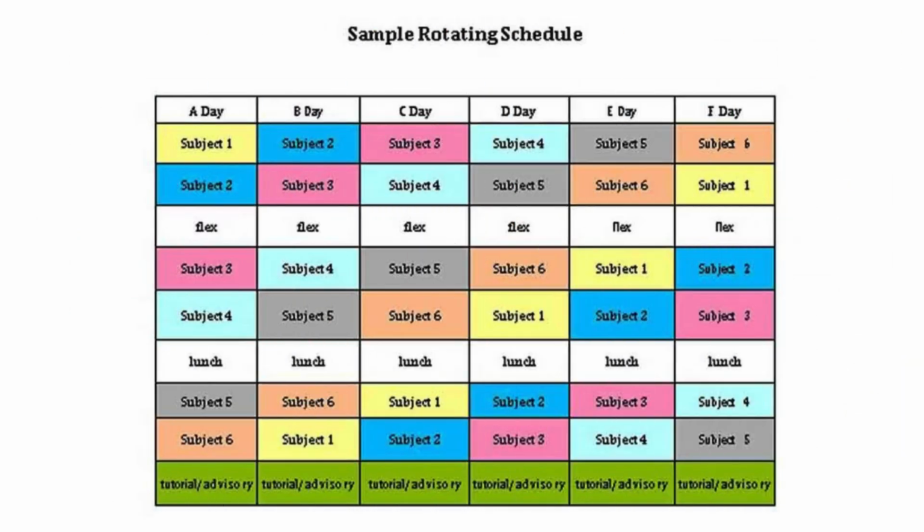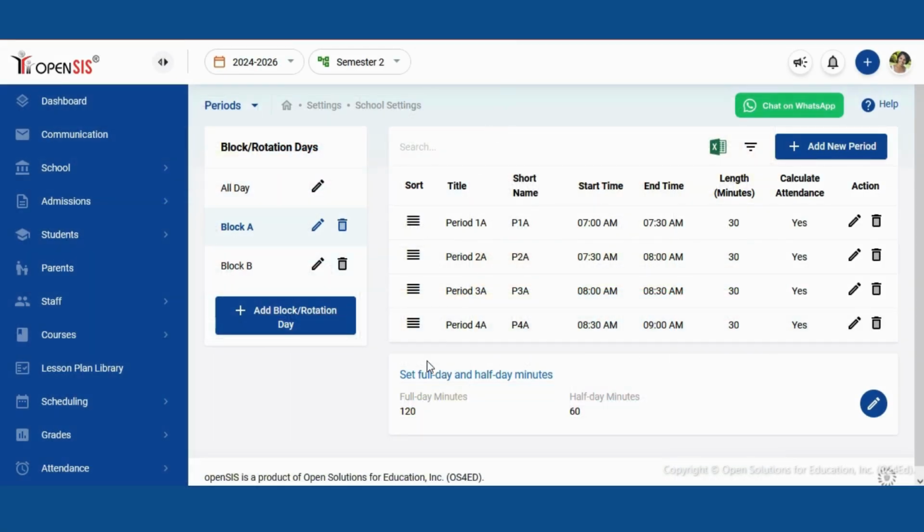Let's take a look at an example on how you can implement a similar schedule in openSIS. Here, you can see the rotation schedule we've created. It includes different blocks such as block A, block B, and an all-day block. Each block has its own set of periods and timing. To make this setup work in openSIS, you'll need to configure your school's calendar. Let's walk through the steps.